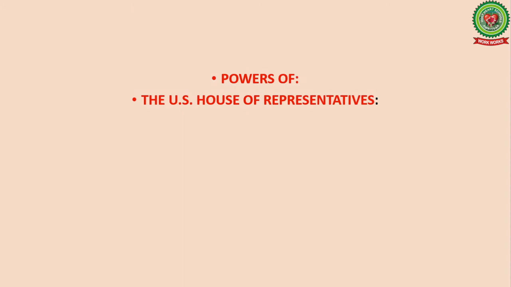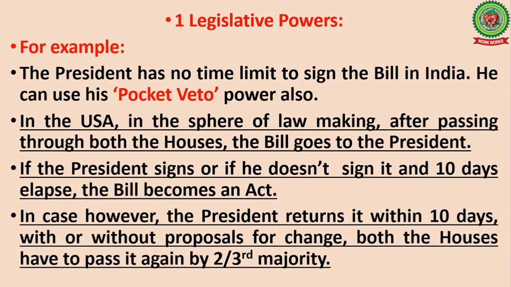Now, I will talk about the powers of the US House of Representatives. The first is legislative powers. The example is the president has no time limit to sign the bill in India. Here I am comparing the US president with the Indian president. In India, the president has no time limit to sign the bill.